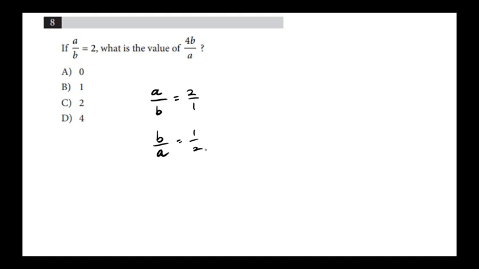So if you don't quite believe me, let's just check. 10 on 20 is equal to a half, yeah? If I flip it, 20 on 10, does that equal 2 on 1? Yes, they're the same thing. So equivalent fractions are like reversible. So b on a equals a half. And this one here can be thought of as 4 times b on a. So 4 times a half is 2. Okay, how else could we think about this one?